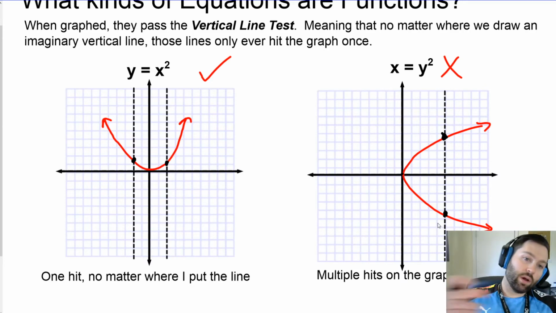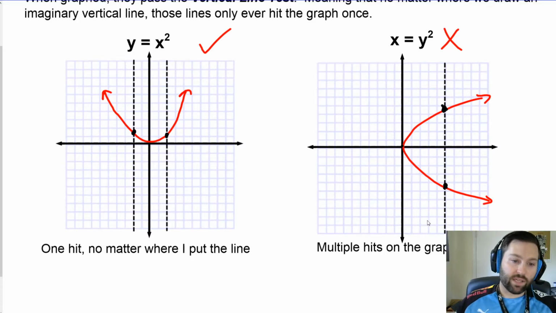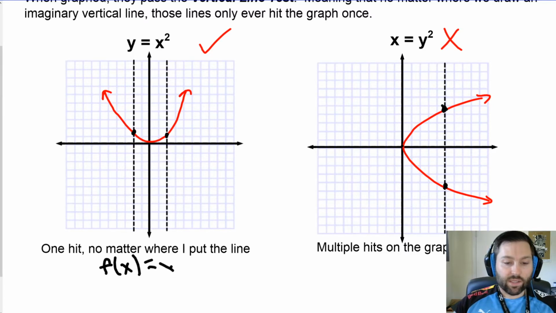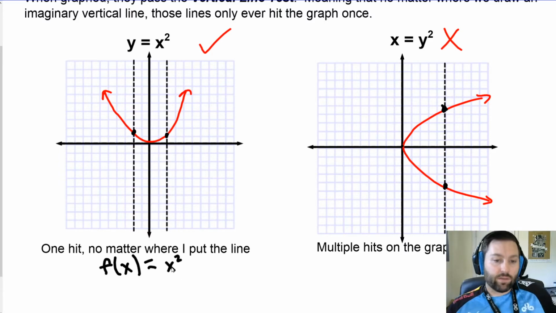So on the left-hand one, y equals x to the second, I can now write that in function notation to tell myself and any other reader that this is a function. I would write that as f of x equals x to the second power, where that is saying that the input is x and the output will be whatever x to the second power is.